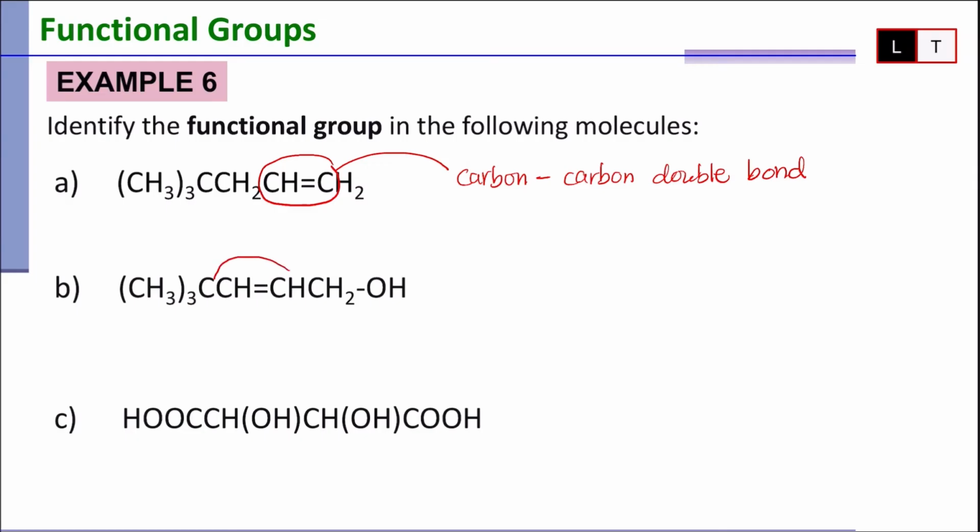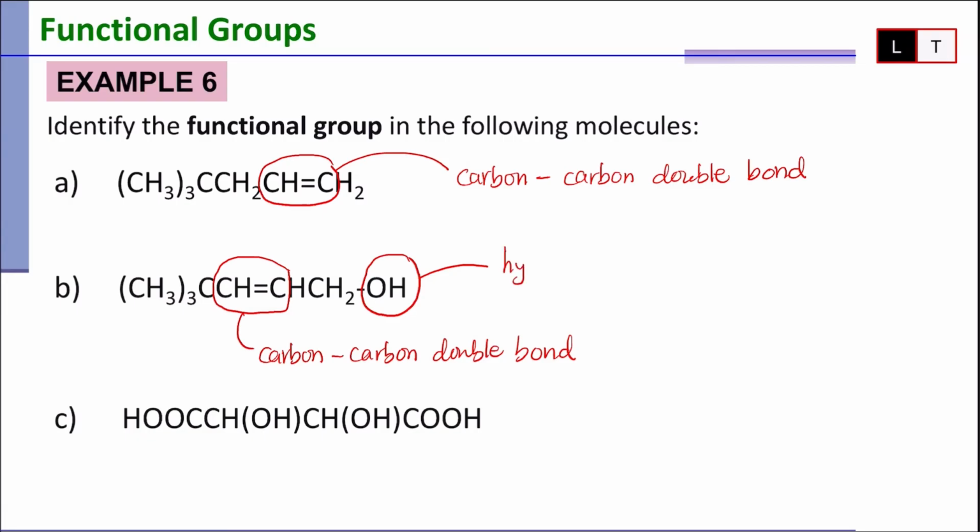Saya bulatkan carbon yang ada double bond. So saya label dia sebagai carbon-carbon double bond. Tapi if you take a look here carefully, you have another one which is this one. Okay, so this one kita ada nama dia for OH adalah hydroxyl. Pastikan spelling kena betul. Okay, next one saya ada structure for C.